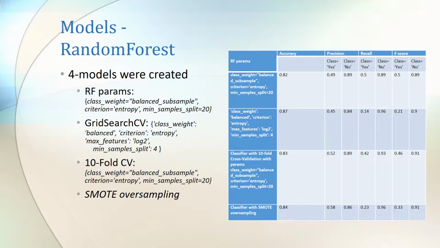Now coming to the models, the first model that we created was random forest. We experimented with different parameters, and we also performed a grid search cross-validation to search for the best parameters. We also did one model with the oversampled data. On the right, you see a table which shows the accuracy, precision, and recall for all of these models. For class no, the predictions are about the same. The precision varies between 0.85 and 0.89, and the recall varies from 0.89 to 0.95.